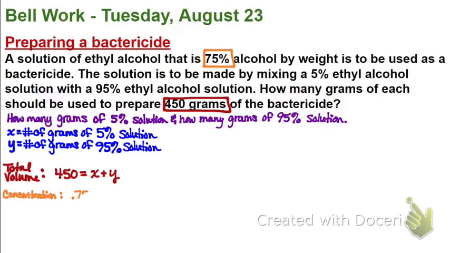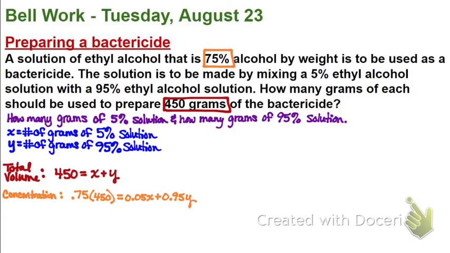So 0.75 of 450 is equal to, and now I need to talk about the concentrations of each of these. So what would I put with the X then? 0.05X, together with 0.95Y. And then once I get it to this point, I can solve it like a system.